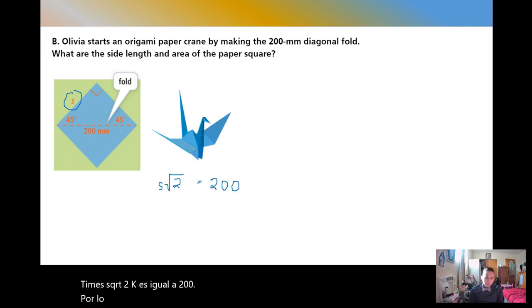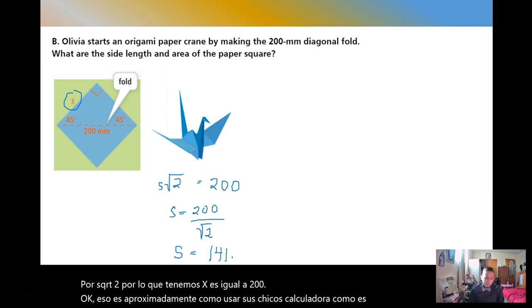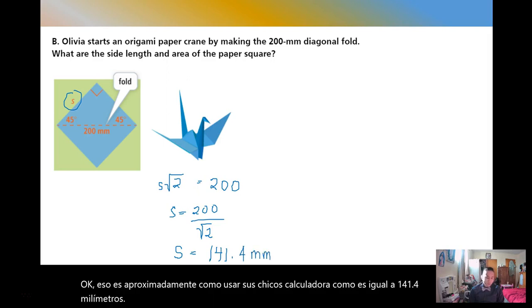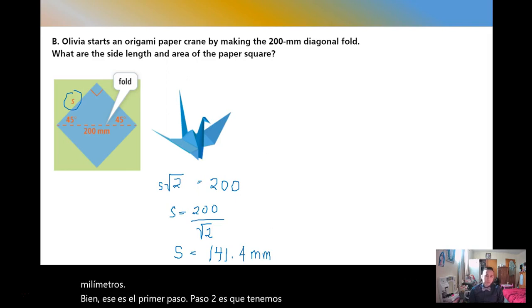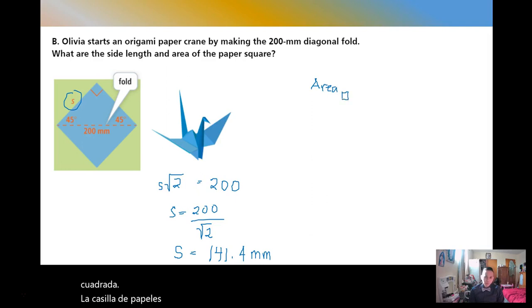Thus, we have to divide both sides by the square root of 2. So we have S is equal to 200 over the square root of 2. That is approximately, using your calculator, guys, S is equal to 141.4 millimeters. Okay, that's step 1. Step 2 is we have to find the area of the square, the area of the paper square. That is equivalent to S squared.